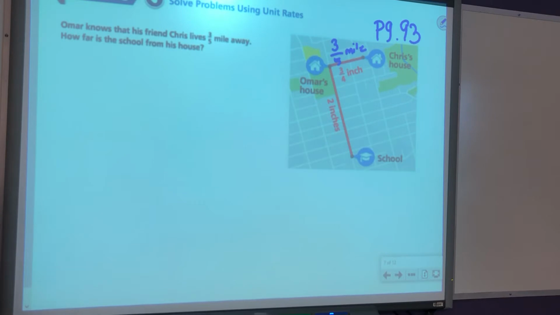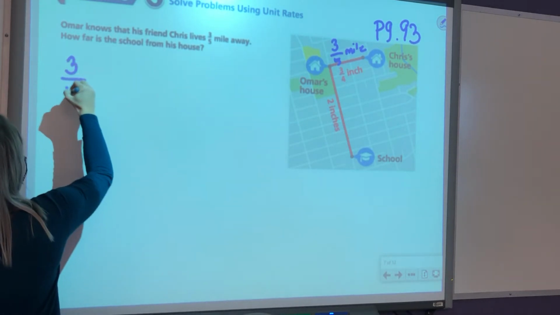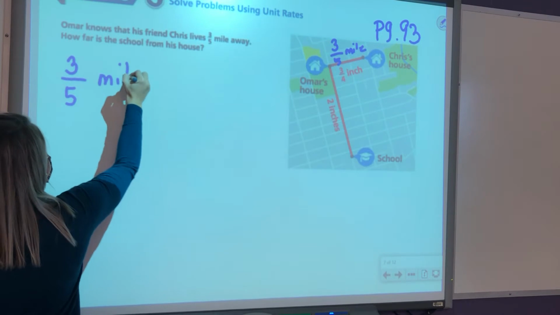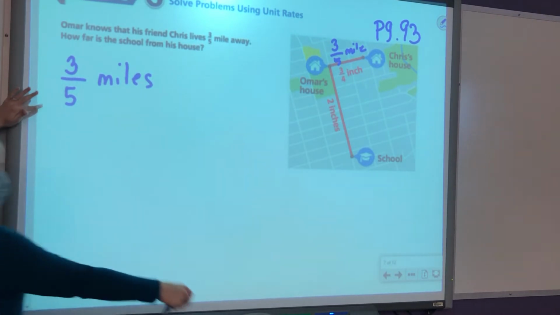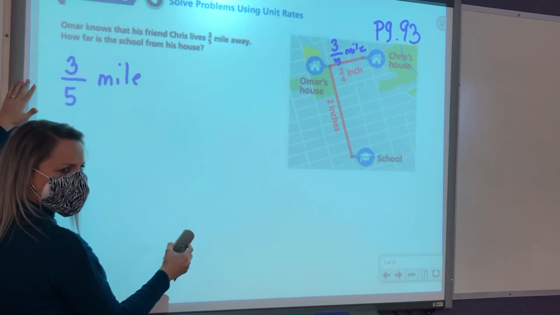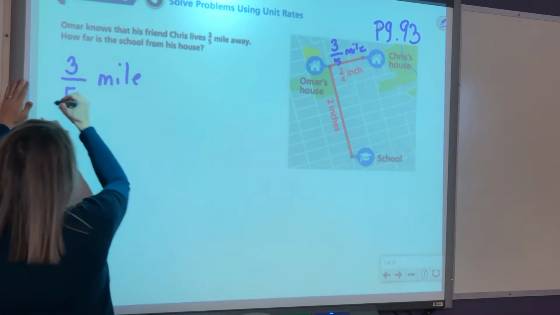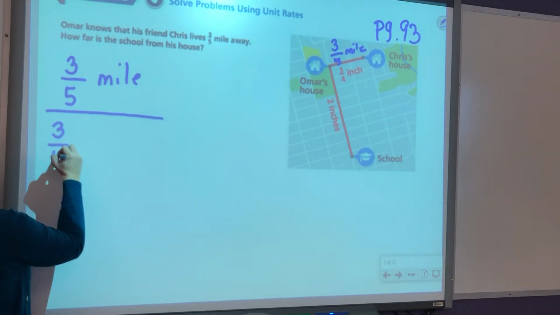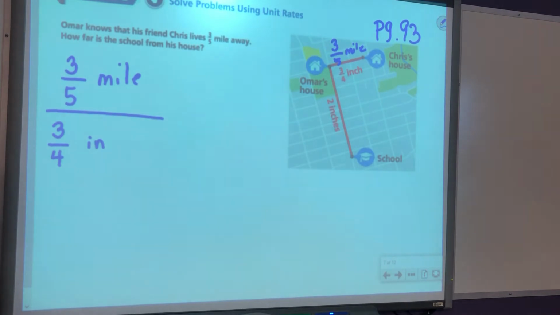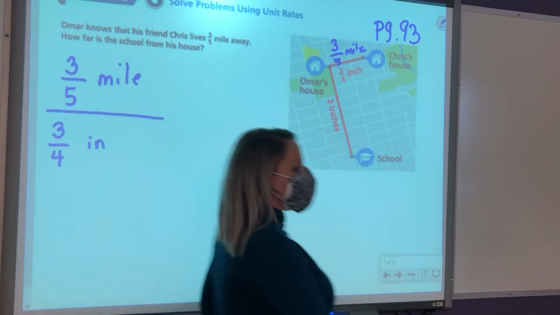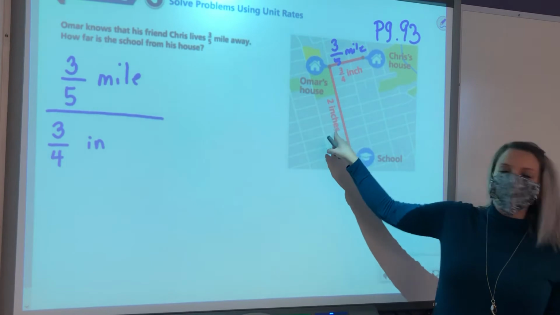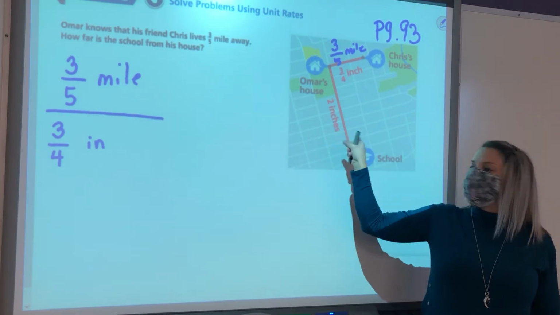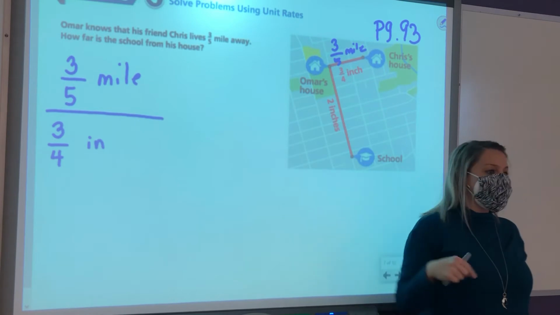Okay, so here's what I want you to think about. We know on our map that 3/5 of a mile corresponds with how much length? 3/4 of an inch. So we don't want 3/4 of an inch. We want how many inches? 2. Okay, can we get from 3/4 to 2 easily? No. So where do we have to go?